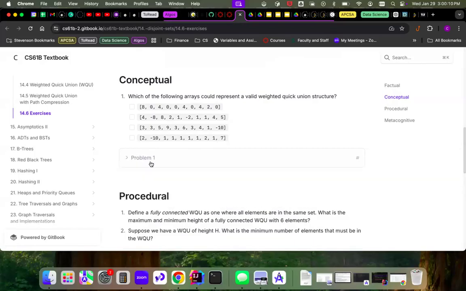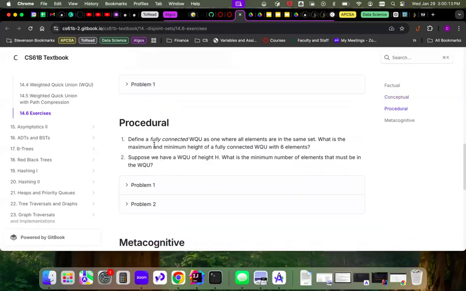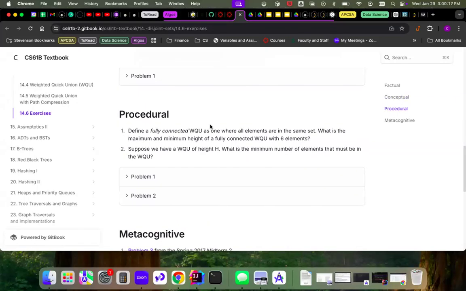Okay, I don't think I'll give you one of those. Define a fully connected weighted quick union as one where all the elements are in the same set. What is the maximum and minimum height of a fully connected weighted quick union with 6 elements? Minimum 1, and all base 2, which would be what? 6? Okay, we got 1 and 6.